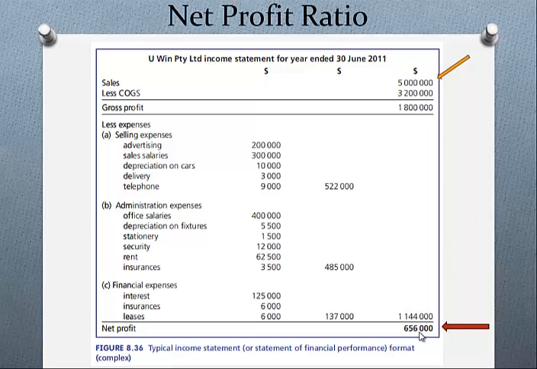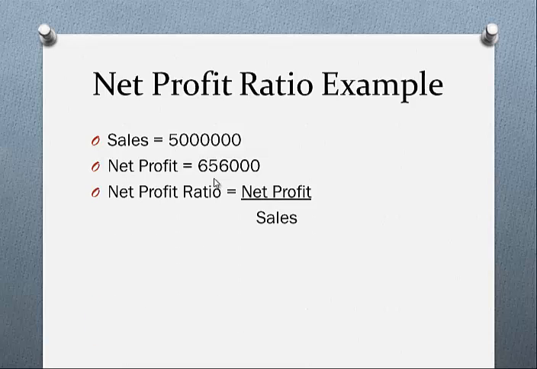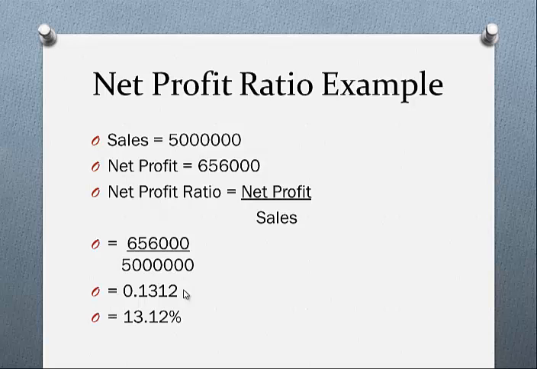So I got the net profit from the bottom line here, 656,000. Divide that by the 5 million. Let's just follow that through. There's my formula. I've plugged the 656 into there, and the 5 million there, giving me 0.1312. Multiply that by 100, and there you have the percentage of my net profit ratio.